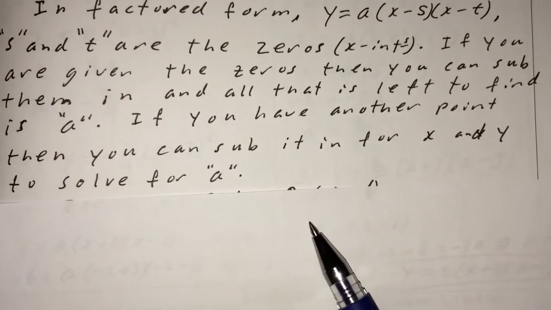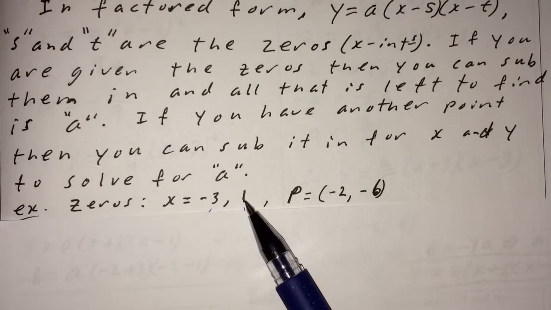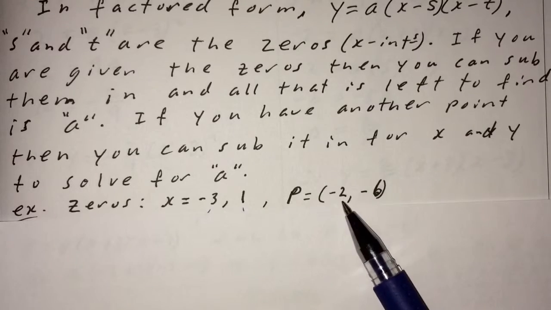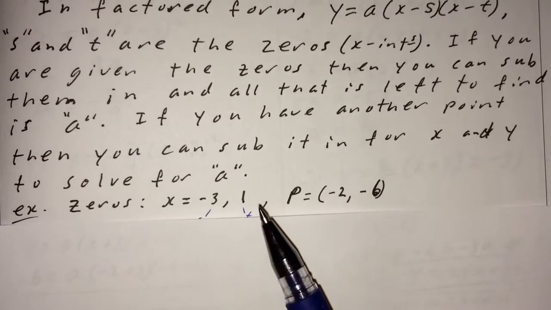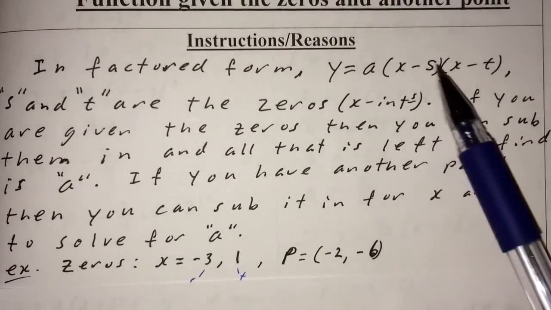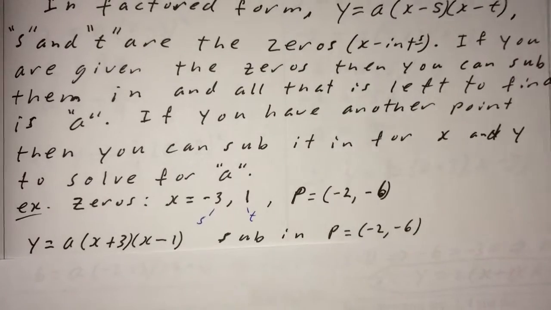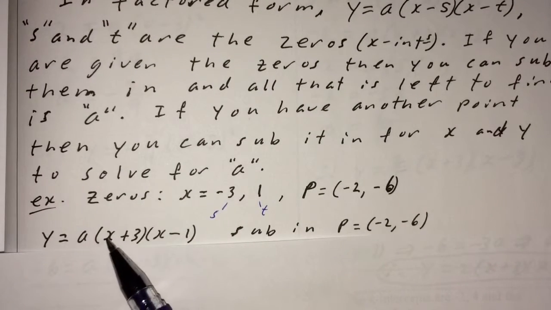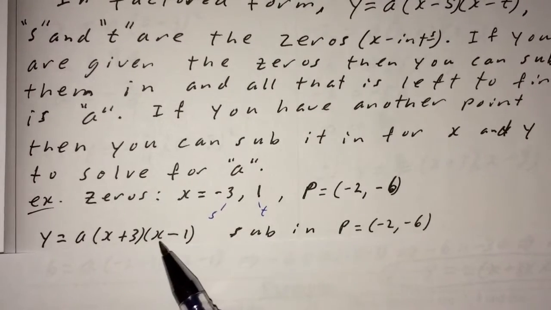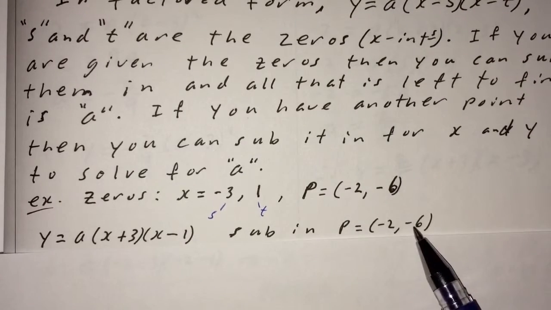So here's an example of this. Okay, so the zeros are x equal to -3 and 1. You never put brackets around that because otherwise it looks like a point. Okay, and the point is -2, -6. Okay, so this is just an example. So sub these -3 and 1 in for s and t in here. Okay, so you do that, and you get y equals a times x plus 3. Okay, so it's x minus s, so minus -3 means plus 3, and then x minus 1, right there. That's s and t.